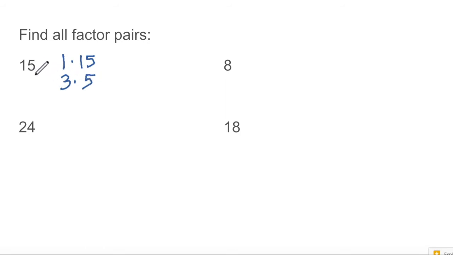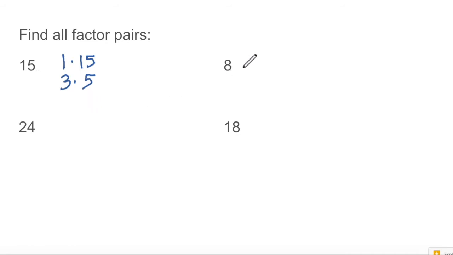4, nope, 15 is not even, so 4 is not a factor. 5, well, we've already done 5. 6, nope. 7, nope. 8, nope. And now we're at the halfway point, so we can stop. So 1 times 15 and 3 times 5 are the only two factor pairs of 15 that we hit.